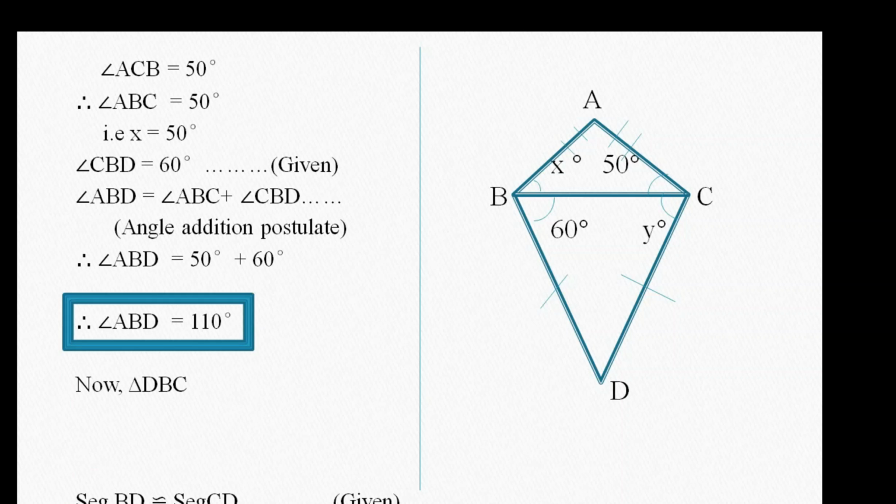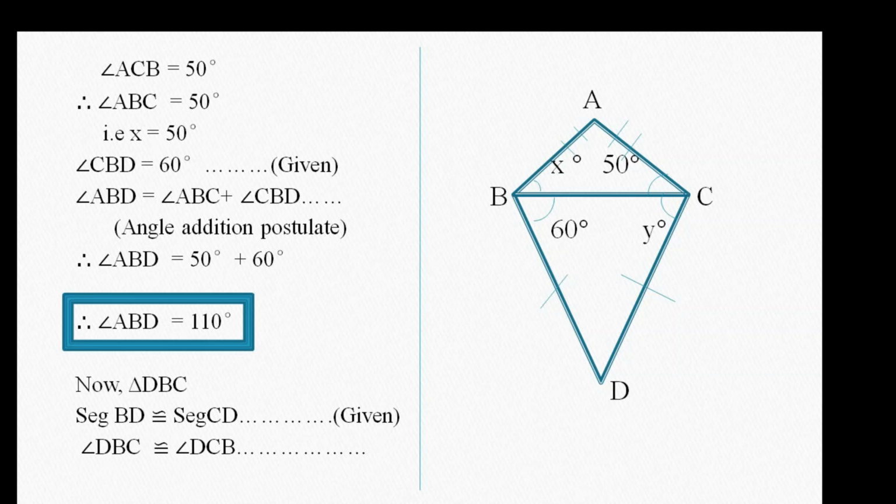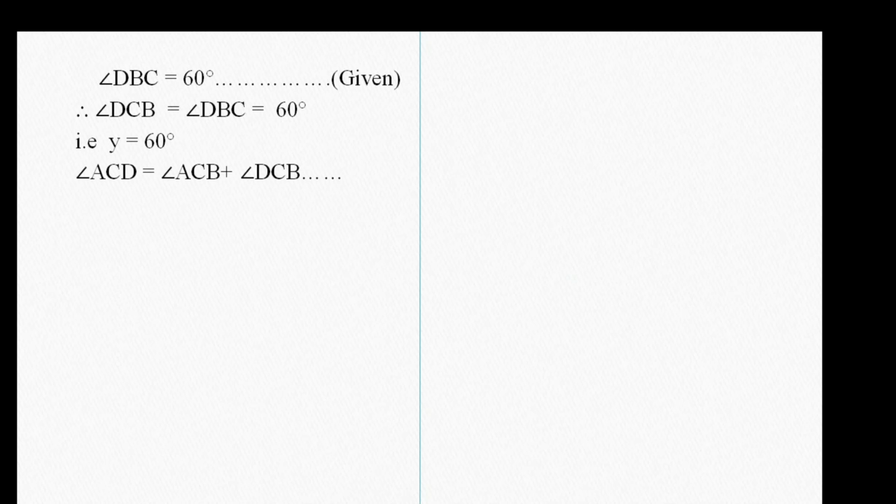Now take the other triangle DBC in which segments BD and CD are congruent to each other, that is given. Angle DBC is congruent to angle DCB, by the isosceles triangle theorem. Angle DBC is given to us as 60 degree. Therefore, we can say angle DCB and DBC are both congruent to each other. We already proved it by the isosceles triangle theorem. So the measure of angle DBC is 60 degree, so DCB is also 60 degree.